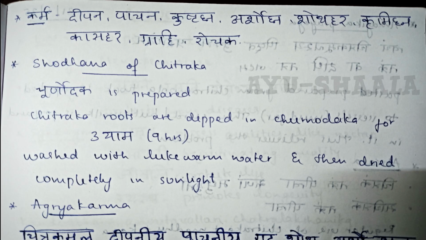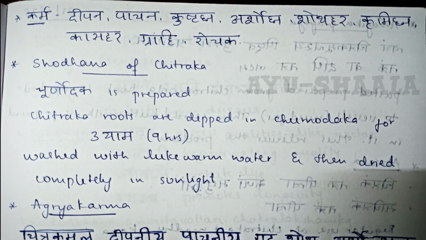Now we will talk about its Karma. As it is a Tikshna Guna Dravya, it will have Deepana, Pachana property, and Kushtagna, Arshogna, Shothahara, Krimigna, Kasahara, Grahi and Rochaka. Kushtagna, it acts against skin diseases. Arshogna, it is indicated in piles, that is hemorrhoids. Then Shothahara, it is an anti-inflammatory drug. Krimigna, in worm manifestations. Then Kasahara, it is given in cough also.